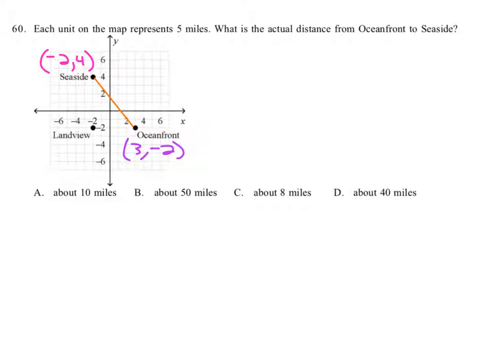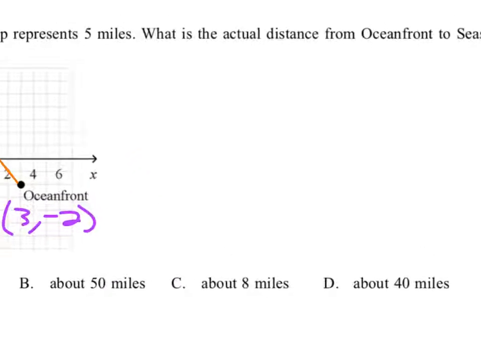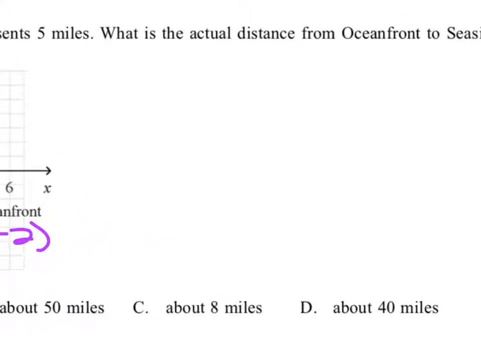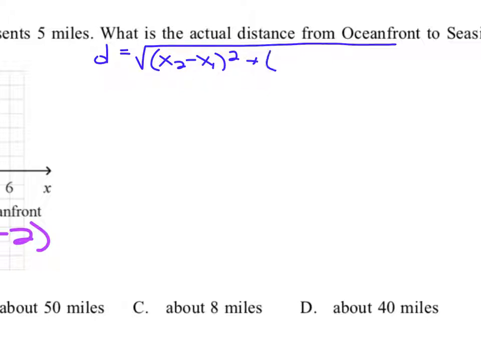So I'm going to just lock all these into place, group them together so that I can zoom in. If we've got these points, we're going to start out by writing the distance formula, okay? And the distance formula is d is equal to the square root of (x2 minus x1) squared plus (y2 minus y1) squared.